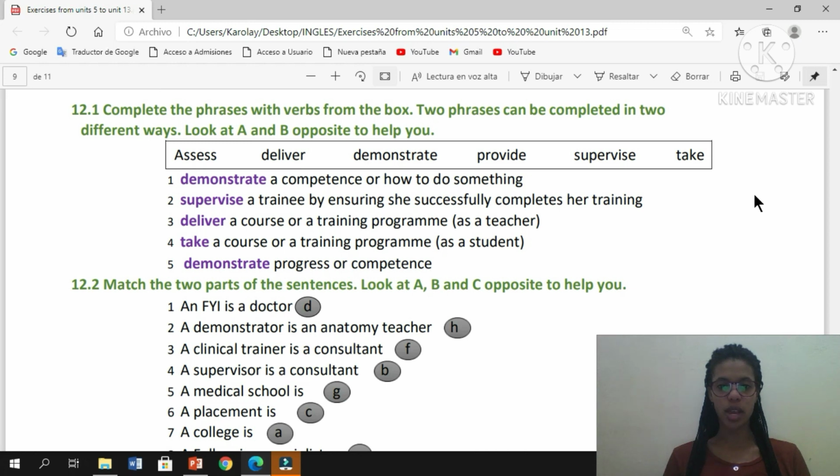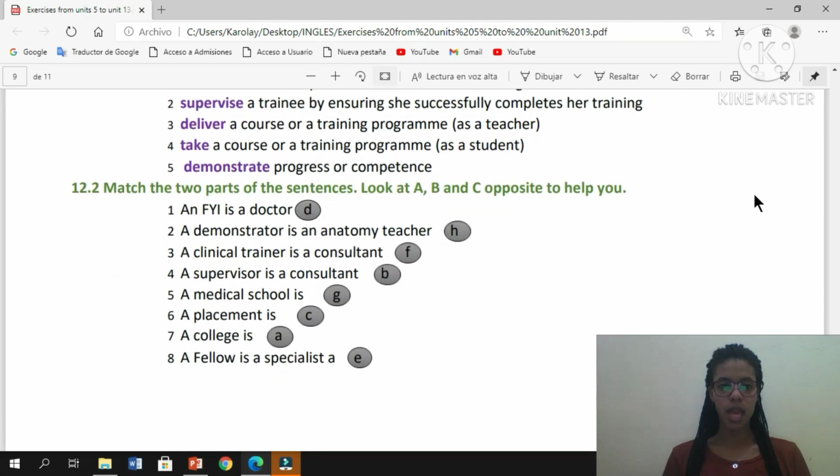Supervise training. B: Young Syrian she successfully completes her training. Deliver a course or training program of teaching. Take a course or a training program as a student. Demonstrate progress or complete. Make the 2 parts of the sentence. Look at A, B, and C opposite to help you. An FY1 is a doctor.